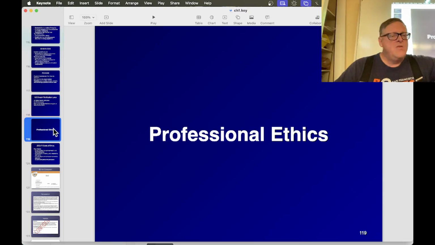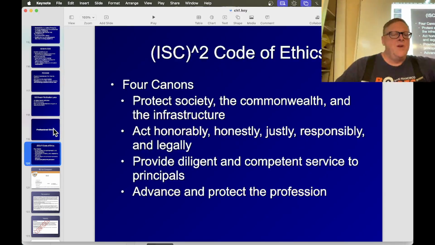And so then there's, of course, professional ethics, which is another thing you have to do for the CISSP. There's one reason why people like you to have a CISSP. If you have one, you can lose it if there's a breach. It's like having a law license or a medical license. So here's the Code of Ethics, the 4 canons: protect society, act honorably and honestly, provide diligent and competent service, and advance and protect the profession.